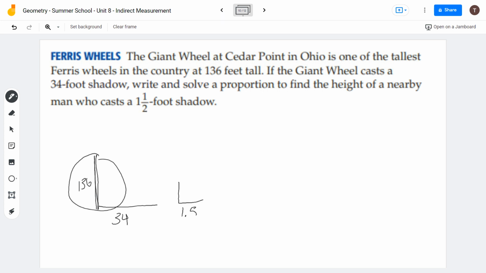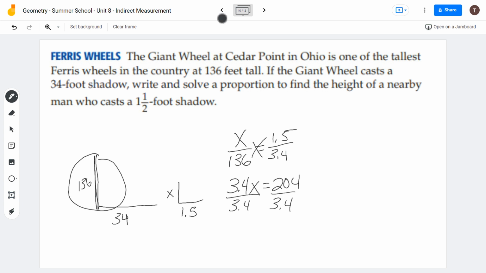So I'm going to make that 1.5, and we're looking for the height of this man. Again, because the sun is shining down at the same angles, we have similar triangles. So I would do x, which is the height of the man, over the height of the giant wheel, Ferris wheel. And then I would do the shadow of the man over the shadow of the Ferris wheel. So when I cross multiply here, I get 3.4x equals 204. If I divide by 3.4, I get x equals 60.